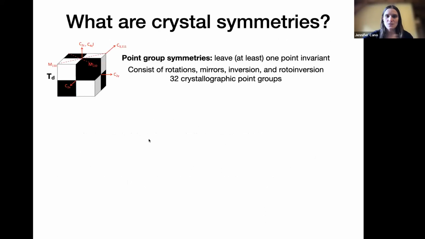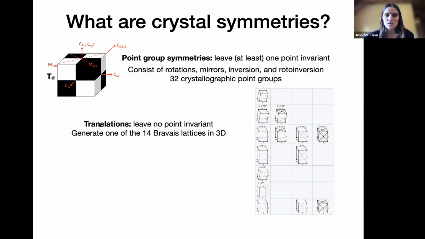So the first question is, what are the crystal symmetries that we're talking about? There are a few different categories. The first type of crystal symmetry is point group symmetries. A point group symmetry leaves at least one point invariant. So this would be like a rotation symmetry, mirror symmetry, inversion, or roto-inversion. And these symmetries together comprise the 32 crystallographic point groups.